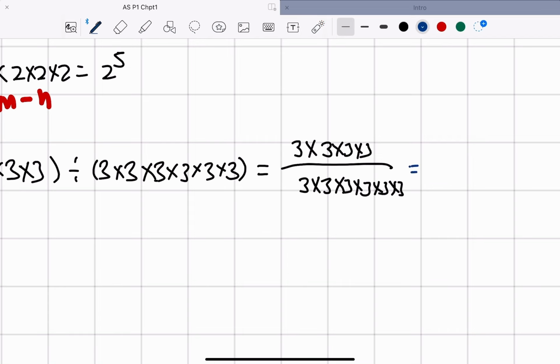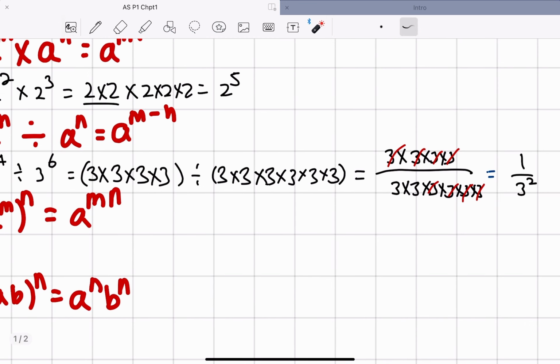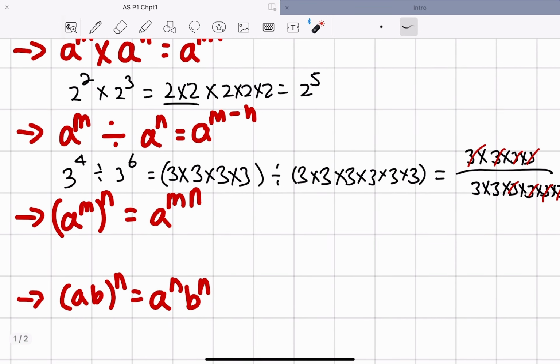So we can simplify it. You can simplify as 1 over 3 squared, right? Which means this 2 comes from m minus n, which is 4 minus 6, right?